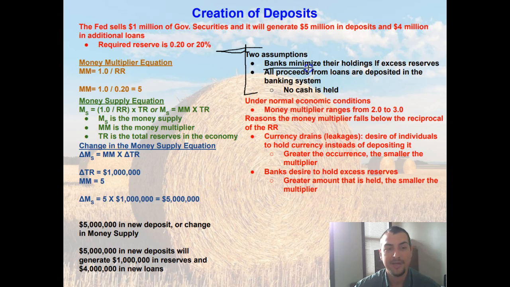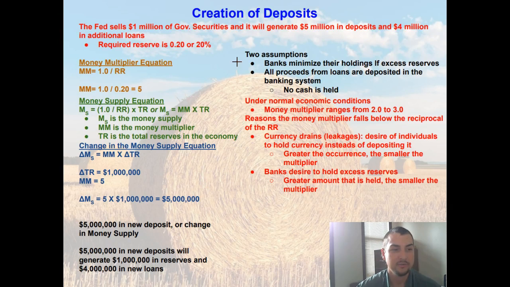First one is that banks minimize their holdings in excess reserves, basically meaning they are attempting to loan out all the money that they possibly can. The second aspect is that all proceeds from the loans are deposited into the banking system. Nobody ever keeps any cash. So as long as nobody's holding any cash, banks are loaning out all the amount that they possibly can.